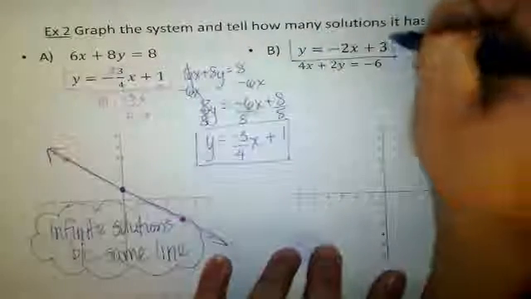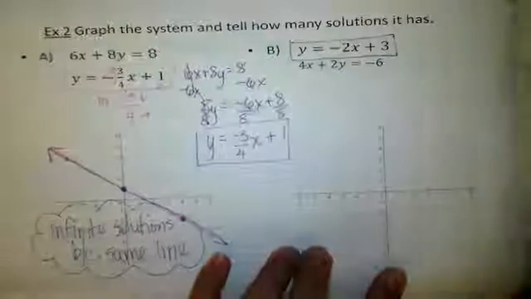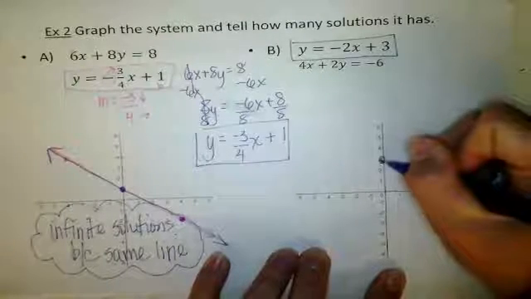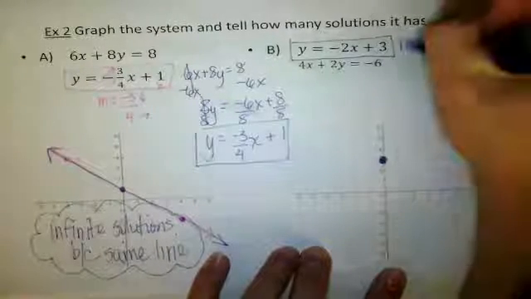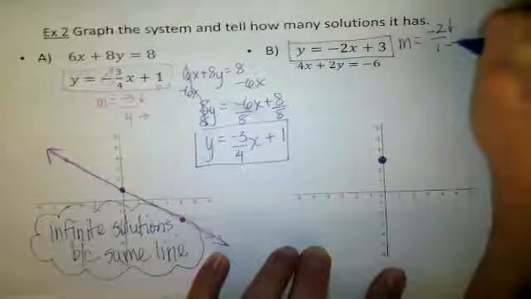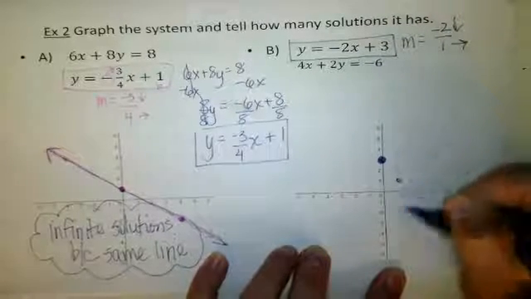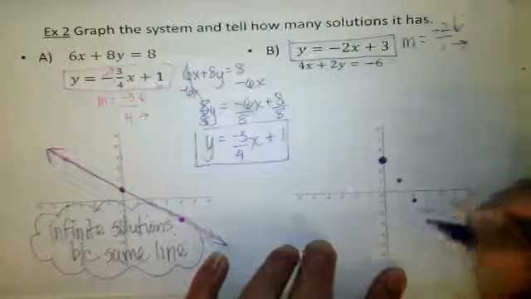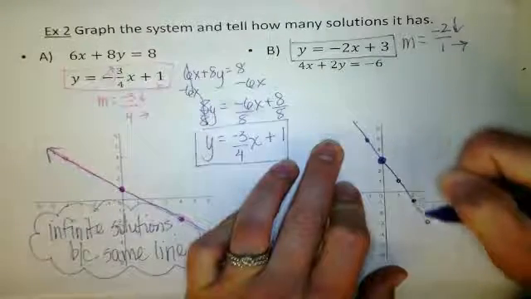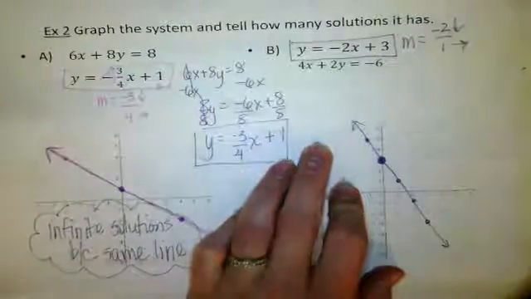My first line is in slope-intercept form, so where am I going to begin? At +3, and then what's the slope? Down 2, right 1, down 2, right 1, down 2, right 1, down 2, right 1. Okay, and I can go in reverse as well. So there's my lovely little purple line.